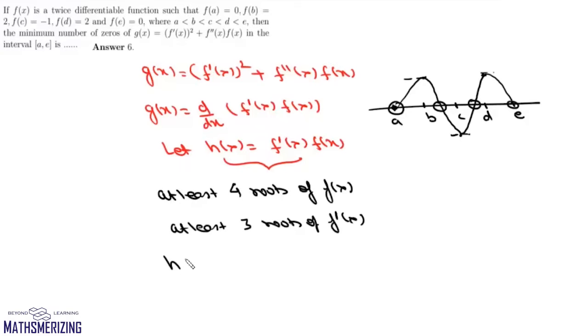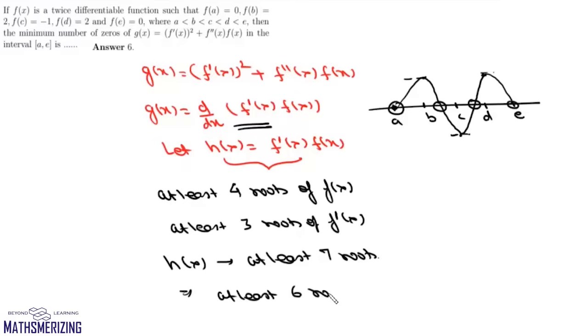So this hx will have at least 7 roots. Now using Rolle's theorem, we can say that in between any two roots, there will be at least one root of h dash x, which is this function gx. So this gx will have at least 6 roots. So the minimum number of zeros of gx will be 6, and that is the answer to this question.